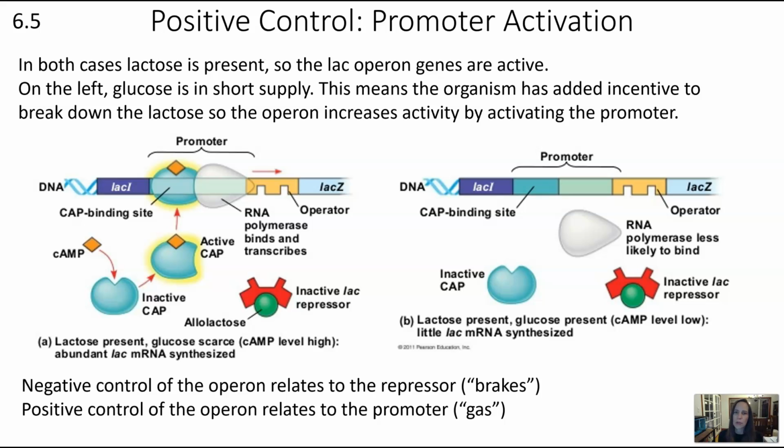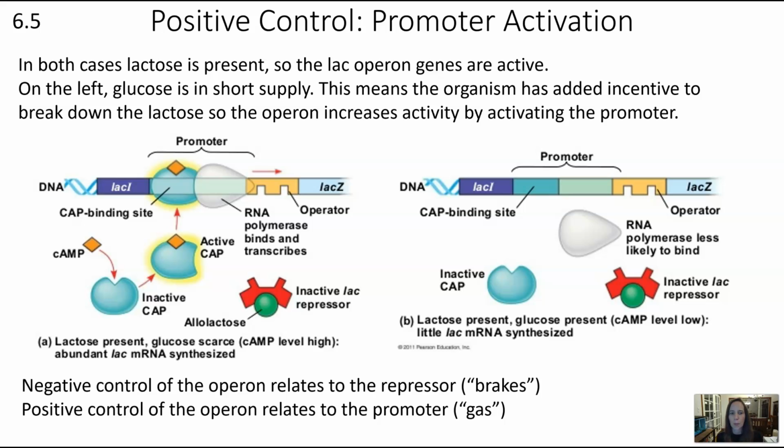Let's think through this. Lactose and glucose are both types of sugars, but glucose is a simpler sugar. Lactose is more complex, right? It has a larger structure. So you only want to take the time to make the enzyme to break down lactose if you really need it. If you have glucose around, you don't really need to break down that lactose quite as much. But if there's no glucose present, you better step on the gas and really get to work breaking down that lactose.